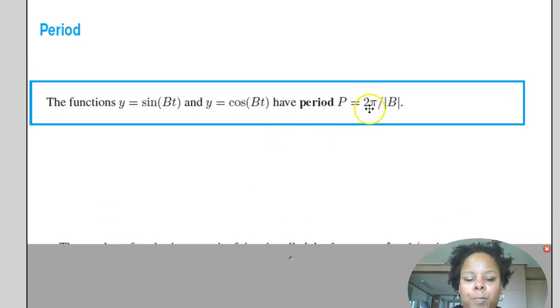So now the period, when B is bigger, the period is going to be smaller, and when B is small, the period is going to be bigger. So there's some type of inverse relationship going on. So the period is going to be defined as 2 pi divided by the absolute value of B. So when B is 1, the period of the graph is 2 pi. When B is 2, the period of the graph is pi, which means it's a horizontal compression going from 2 pi to pi.